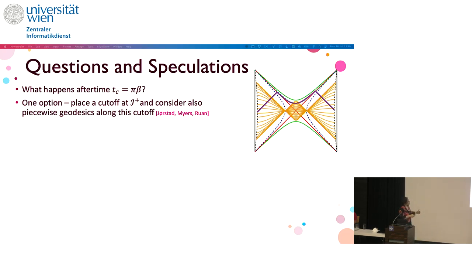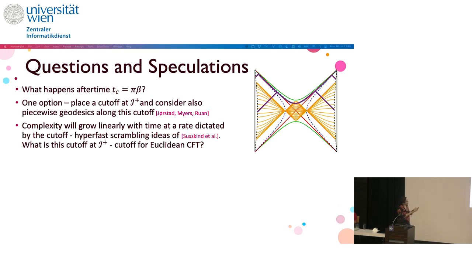But the proposal is then to consider an additional branch of geodesics which are piecewise, which go along the cutoff at Scri+. In this case, the complexity will actually grow linearly. So these geodesics will win. They will be the longest ones. And essentially, complexity will just grow linearly at a rate dictated by the cutoff. And this relates well with the hyper-fast scrambling ideas of the group at Stanford. But of course, this just trades the question that we had before about the strange behavior of the geodesics with a new question of what exactly is this cutoff at Scri+.